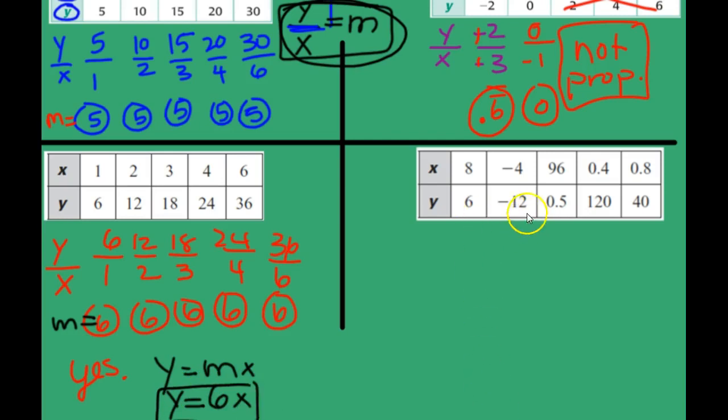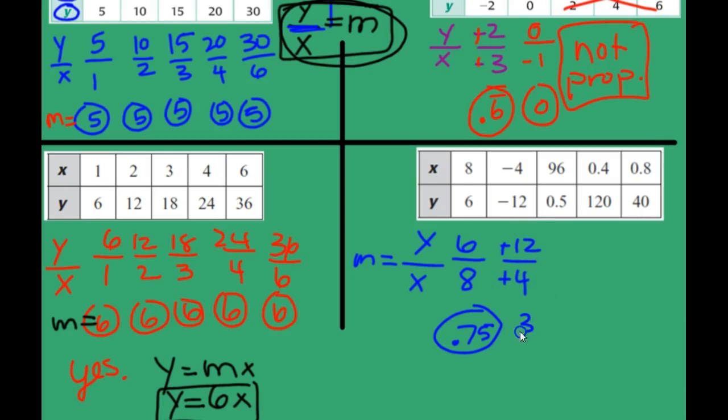And our last one, take y and divide by x. 6 divided by 8. In my calculator, 6 divided by 8, that's 3 over 4 or 0.75. Here, y divided by x, we have -12 divided by -4. Those two negatives make a positive. Well, 12 divided by 4 is 3. So these are not the same number. This one is not proportional.